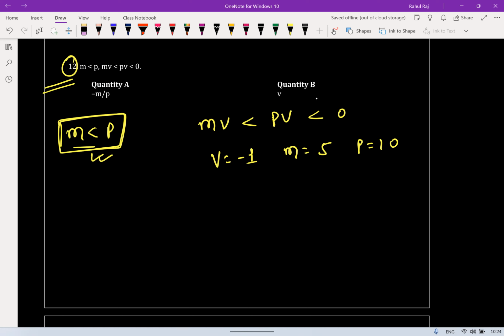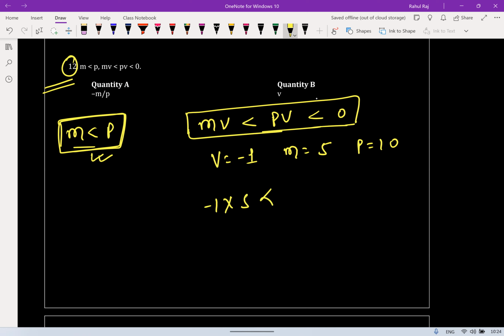Now, Alexa, this condition should also suffice. Now check here. If I multiply, let's try: -1 cross 5 less than -1 cross 10 less than 0. That is -5 is less than -10 less than 0. Do you think it is possible in a number system? No, -5 less than -10 is wrong. So I can't take this possibility for sure.